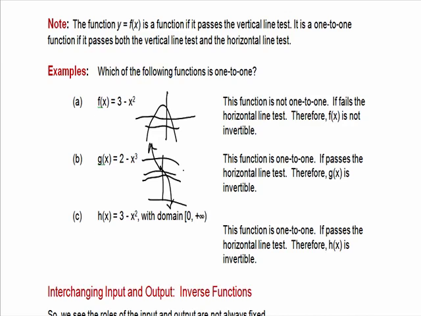Now I have h of x is 3 minus x squared, but this time I'm saying only use the domain 0 to infinity. And so now if I look at that graph, that means just this part. Now that would be one-to-one. It would pass the horizontal line test. If I restricted the domain, then I would actually have something that has an inverse.